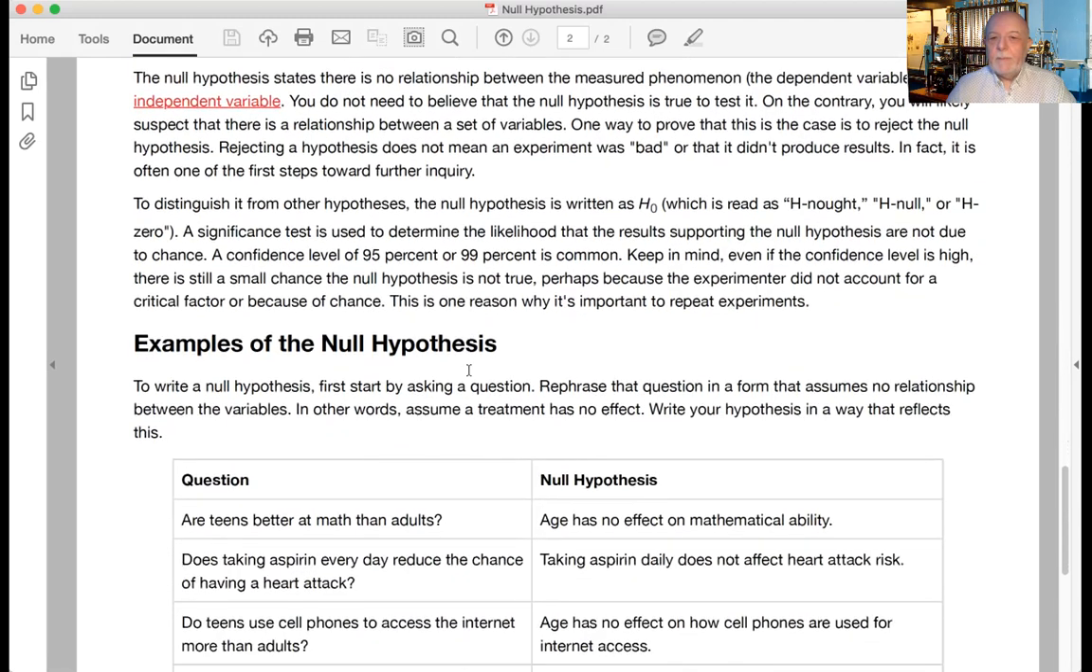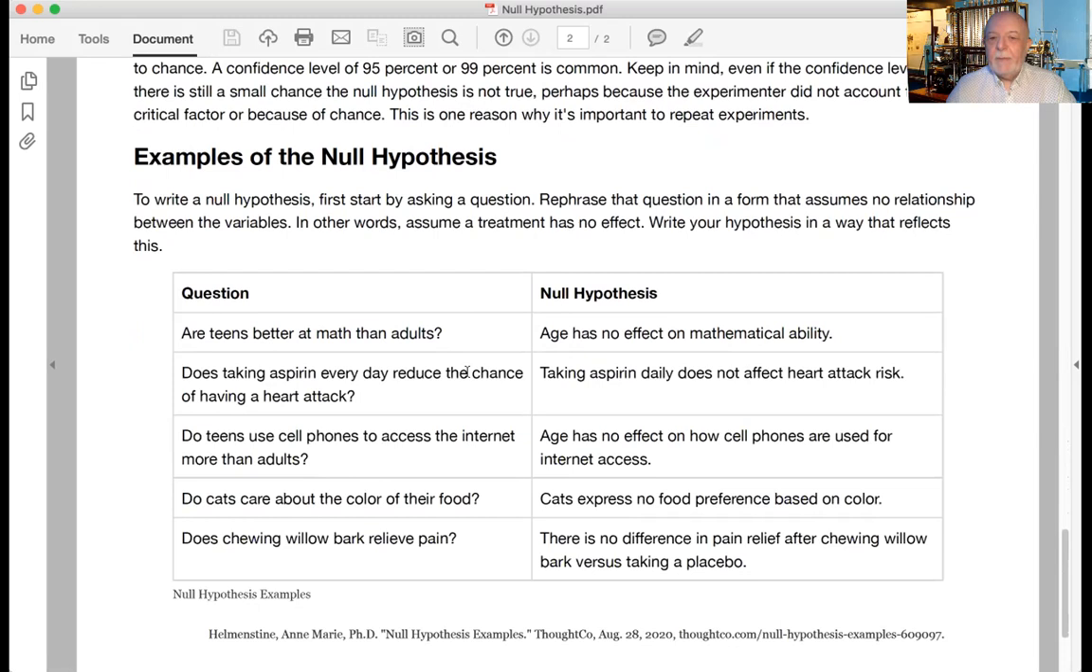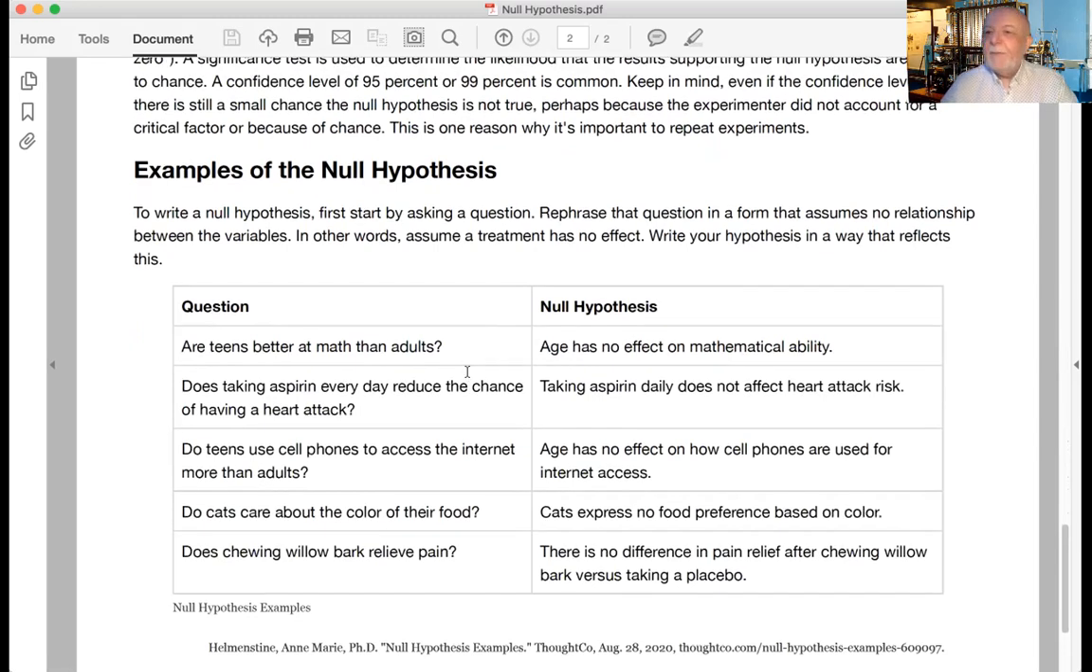Okay, so let me just move to the bottom here. This PDF is on the wiki, so you can look at it in more detail. Here's a way of converting questions into a more scientific null hypothesis. The question you've got: are teens better at maths than adults? The null hypothesis, turning this question around, is: age has no effect on mathematical ability. You could then test that by giving various age groups maths problems to see whether that's true.